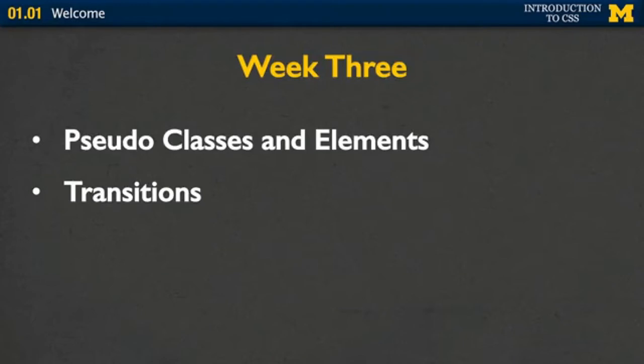In week 3, we talk about pseudo-classes and elements. These are kind of this cool idea of how we can make different things happen when we hover over a page. It also talks about how we can style just certain things like the last paragraph in the page or the first paragraph. We'll also talk about transitions.